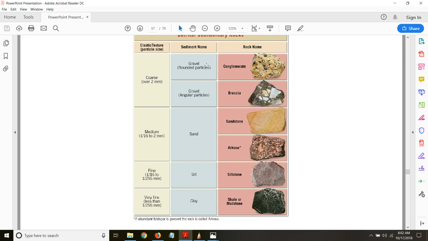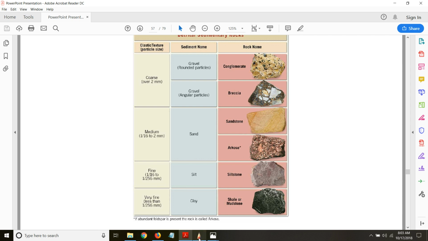Conglomerate are those where the constituent sediments are over 2 millimeters in size, but those are more rounded and they have a smooth surface, whereas breccia is one which has angular and sharp edges. So that is one difference. They both have sediments of about the same size, over 2 millimeters, but one is rounded and smooth on the surface, whereas the other one is angular and sharp. So breccia is angular and sharp. That tells a lot about the environment in which these sediments were formed.